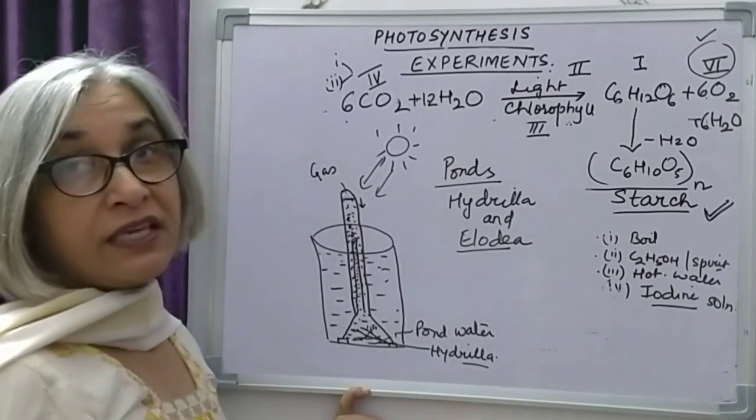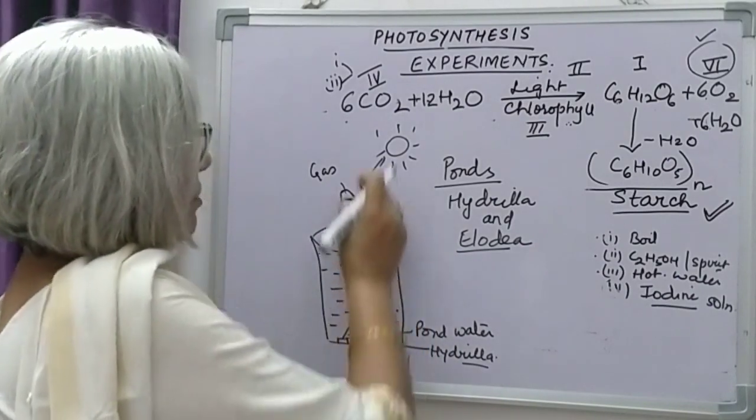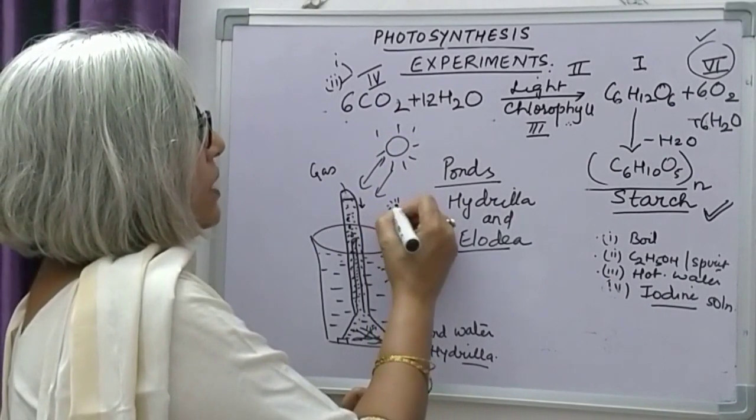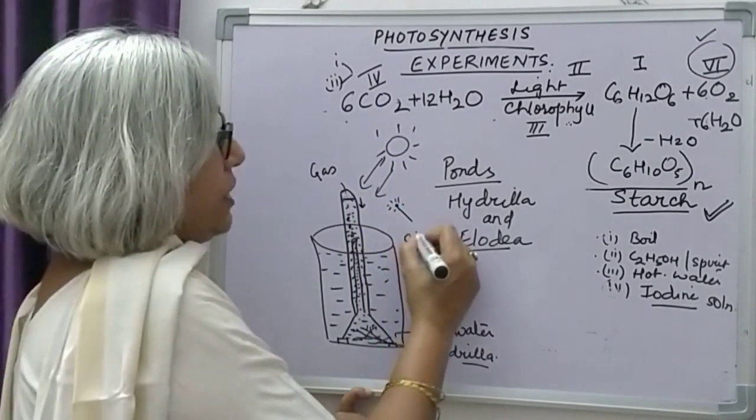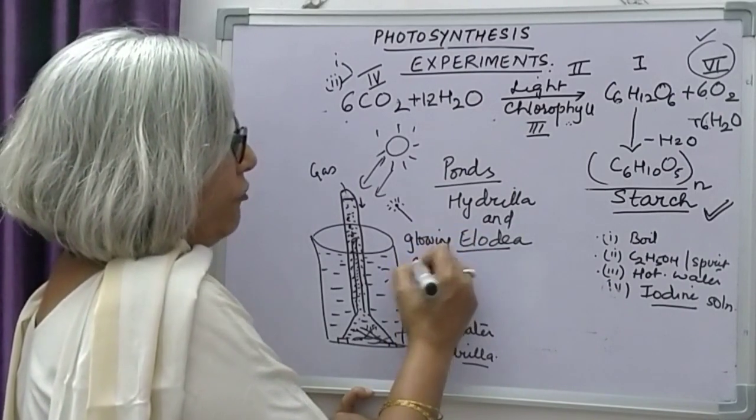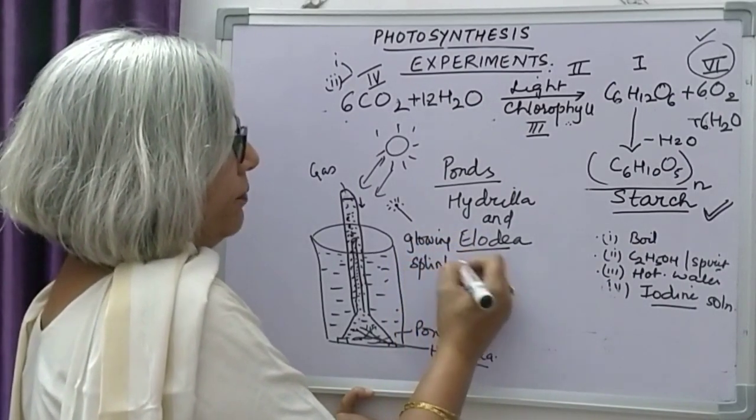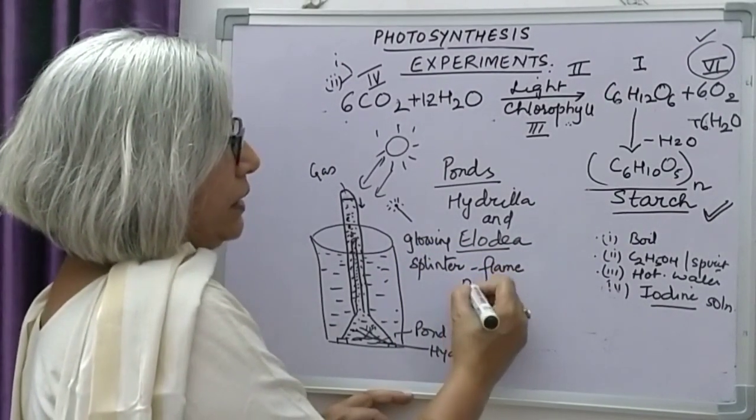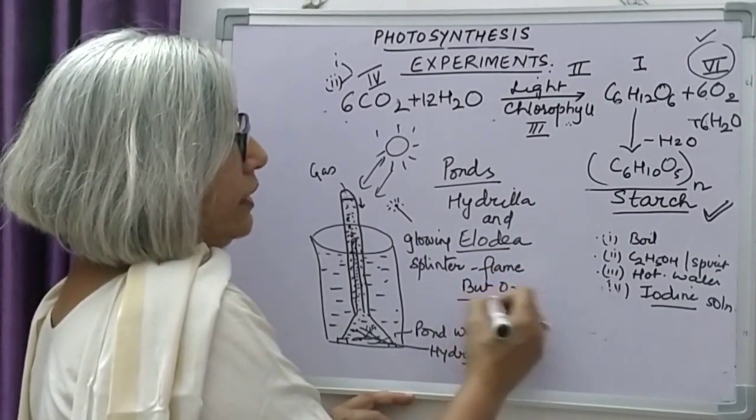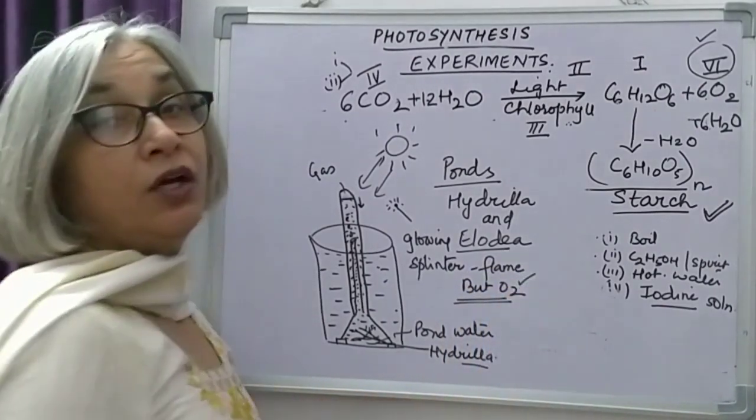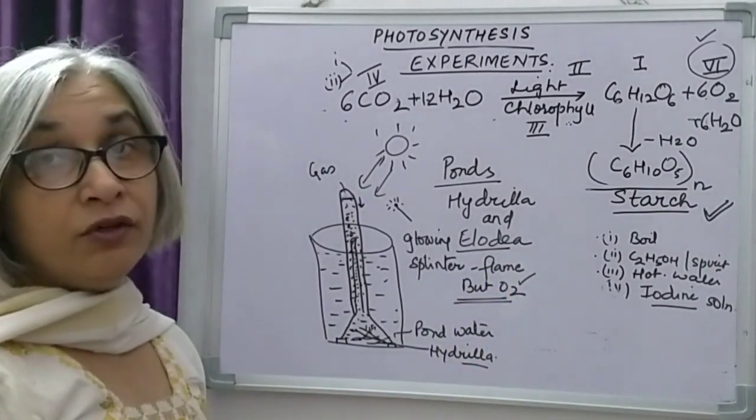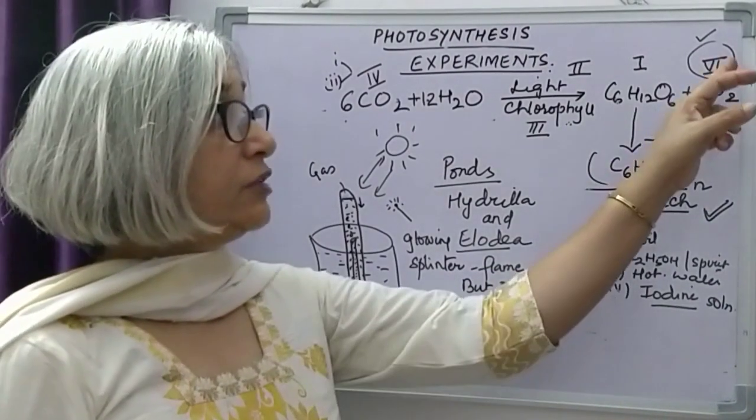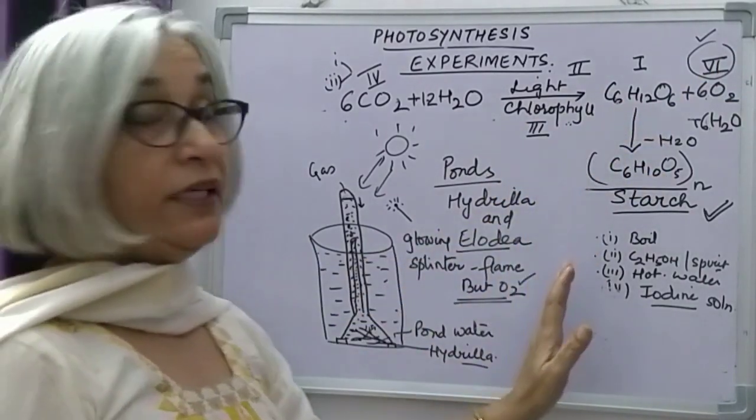To prove that this gas is oxygen, we remove the tube and bring a glowing splinter, and we will see it will burst into flame. A glowing splinter, if it bursts into flame, proves that the gas is nothing but oxygen. So we say the gas is oxygen which is produced during photosynthesis. So these are the 6 experiments that we have seen.